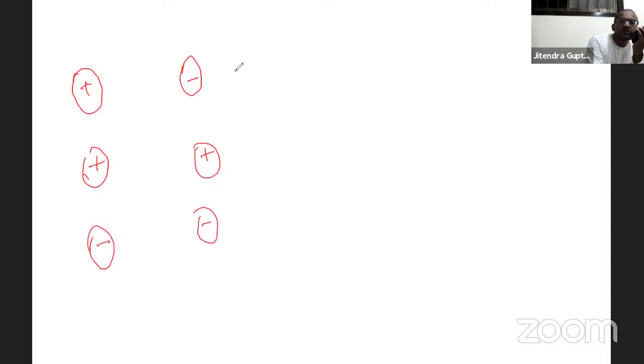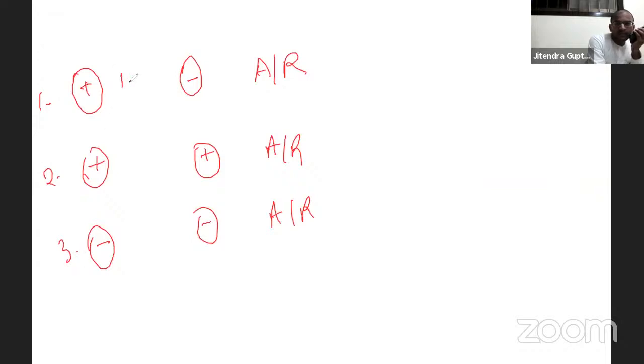Okay. So this is plus charge. This is minus charge. This is plus charge, this is plus charge. This is minus charge, this is minus charge. What will happen here, attraction or repulsion? In which case will attraction happen? In which case will repulsion happen? In the first case, attraction. Here, repulsion. Here, repulsion. This much is clear?